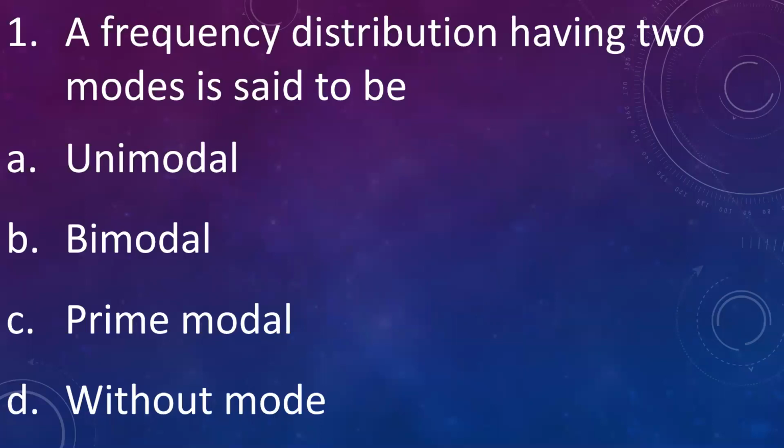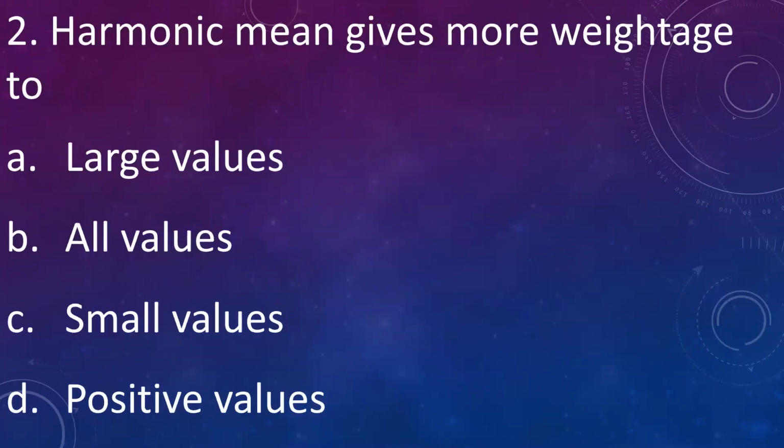A frequency distribution having two modes is said to be: A. Unimodal, B. Bimodal, C. Prime modal, D. Without mode. Answer is bimodal. When a frequency distribution is having two modes, it is called bimodal, and when it is having a single mode, it is called unimodal.